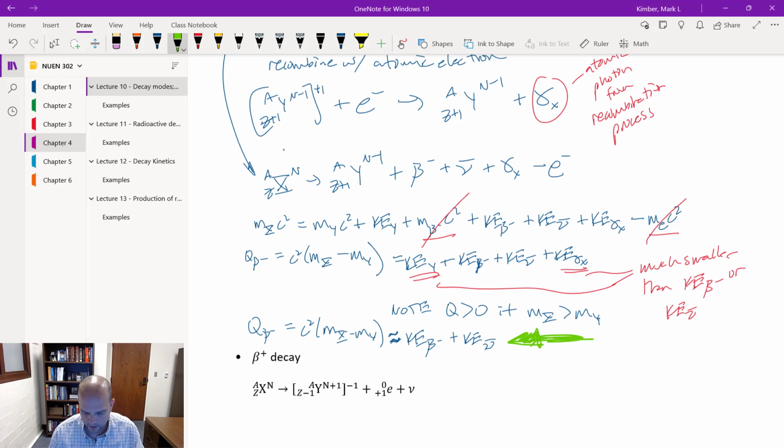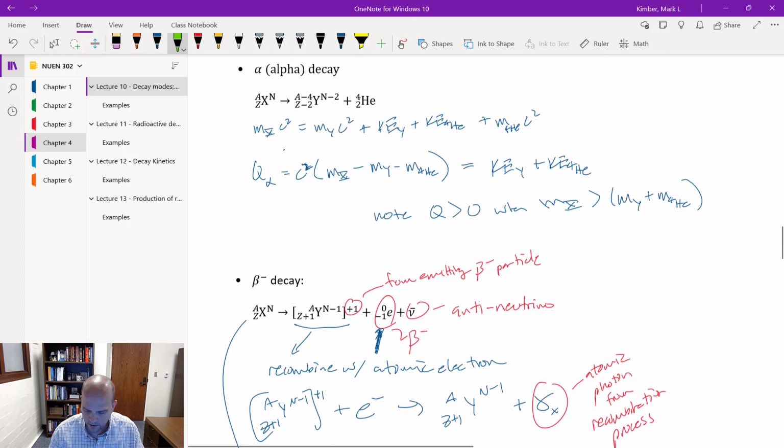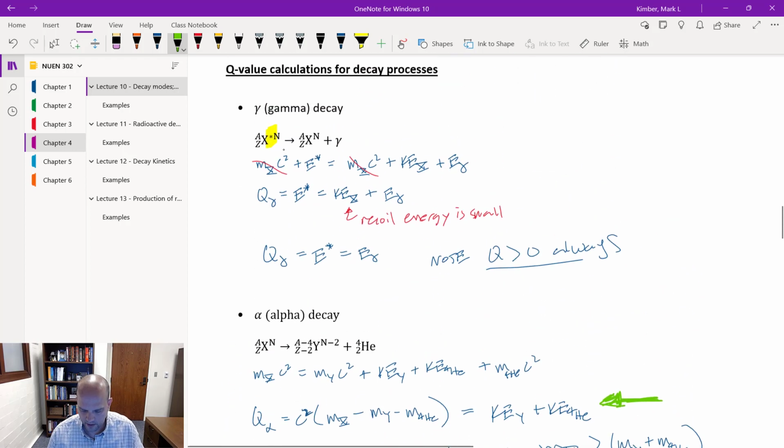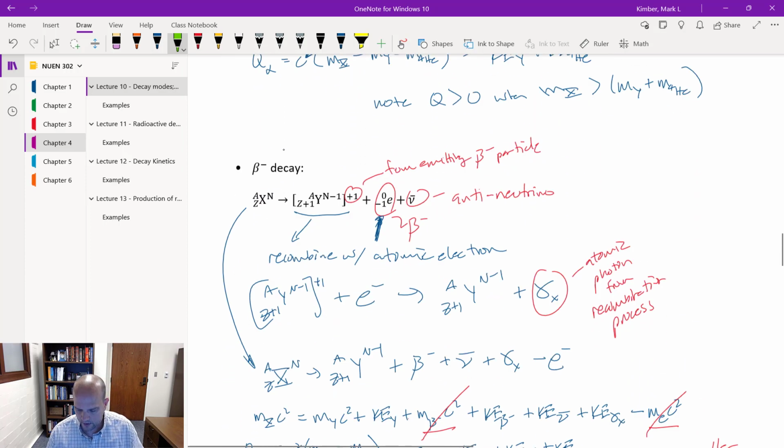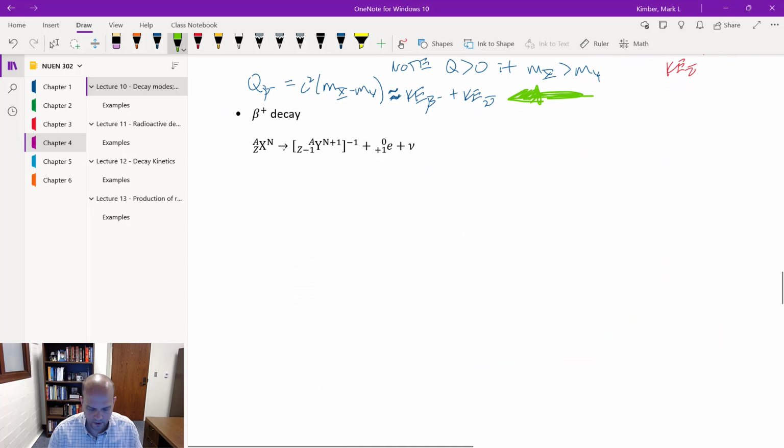Go back up here to my expression for the Q value for the alpha decay, and then this is my Q value for the gamma decay. So now let's do this for the beta plus decay. Again, I've got my parent and my daughter, and in this case I've got the minus 1, just like I had a plus 1 last time.